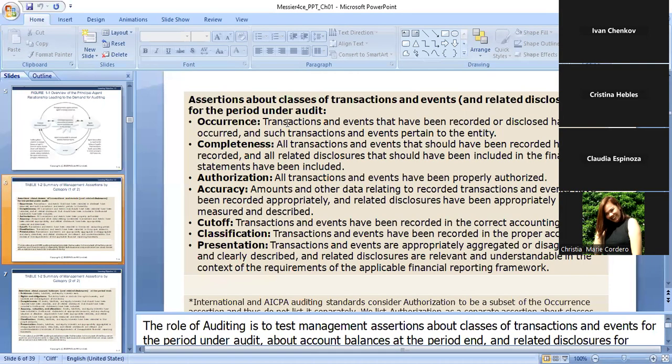So basically, let's go one by one. Do you want me to go again? Repeat those again, and see the essence inside the terminology. Sure. Okay, occurrence: the transaction or event that has been recorded or disclosed has actually happened.